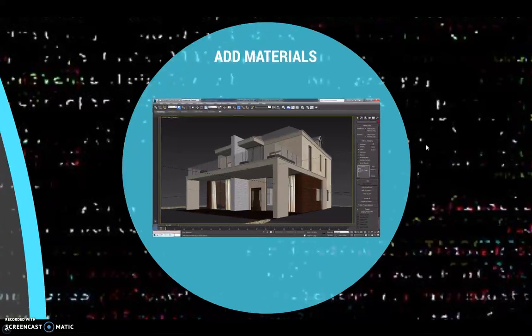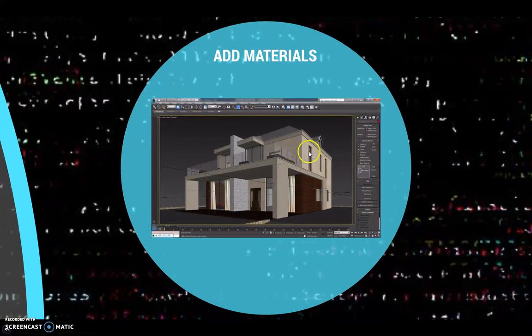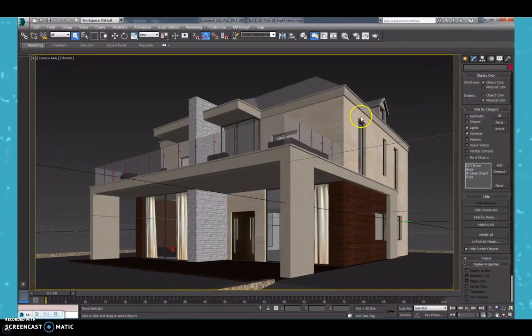Step 2, we add materials. As you can see, I added one kind of stone to this wall, another kind to this one. I added some wood for this part. We have a door, glass, and many more materials that we will see later in the final render.